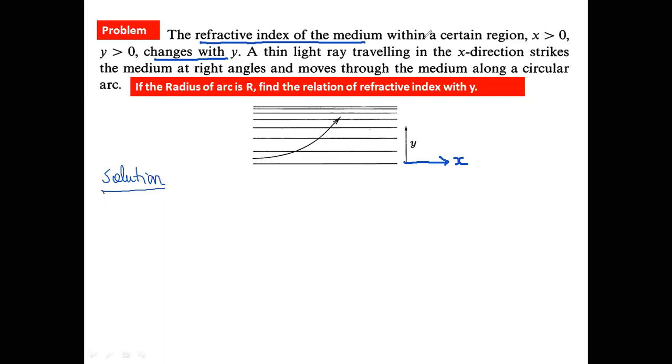A ray enters this space, and as per the statement of this question, the ray is moving on a circular path of some radius capital R. Now we have to find out how the refractive index of this space changes with the y coordinate.